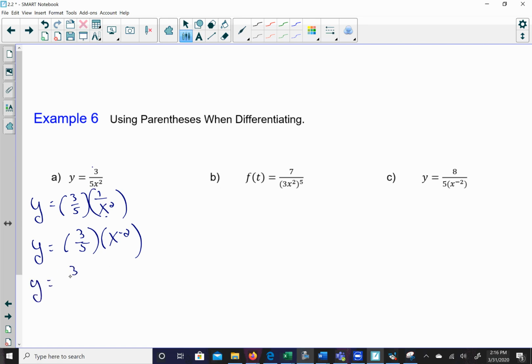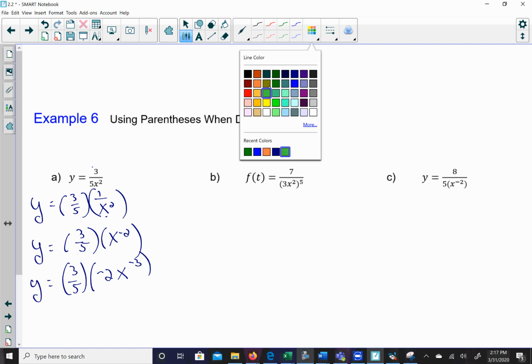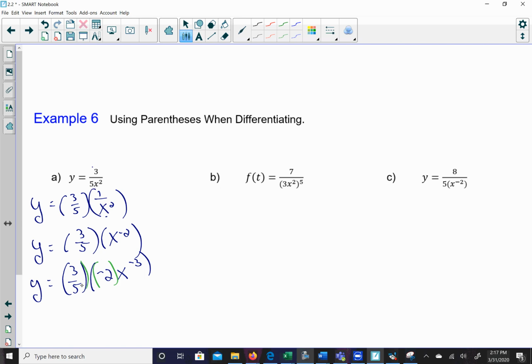It's going to stay the same. And then I'm going to take -2 out in front and reduce this by 1, so that'll be -3. Now I'm going to go ahead and multiply the -2 times the 3/5. So I'm going to have y is equal to -6/5 x to the -3rd. And then to rewrite that without an exponent, I'm going to write -6/5, and then this will be over x to the 3rd.